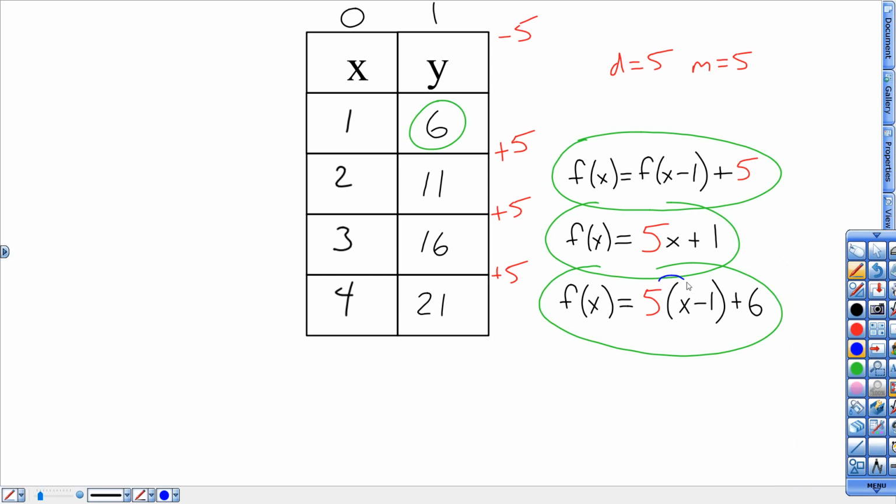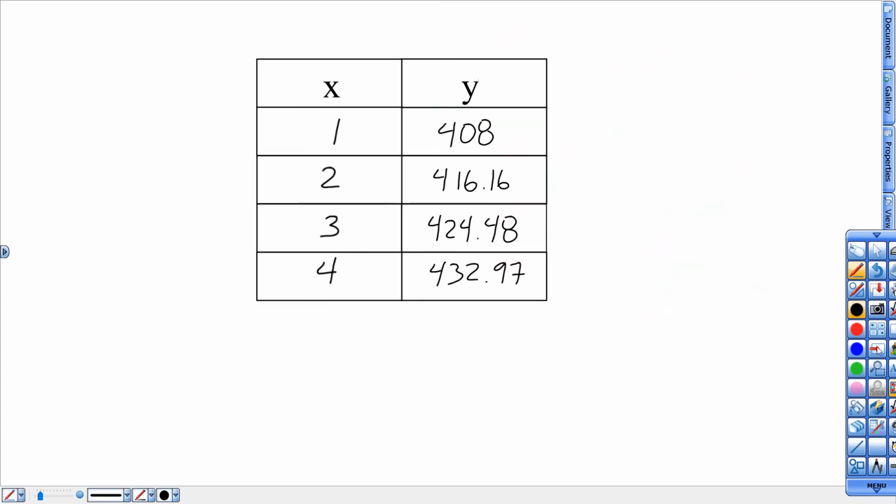If I was to distribute this, that would give me 5x minus 5 plus that 6, and then that negative 5 and 6 right there would give me 5x plus 1, the exact equation as this. That's why when you plug in a value for x into both, they give you the same value spit out because they are both equivalent. All right, so there we go. A basic going up by 1 table arithmetic, where this would be a straight line if you graphed it, linear. Next problem. Second word is red.